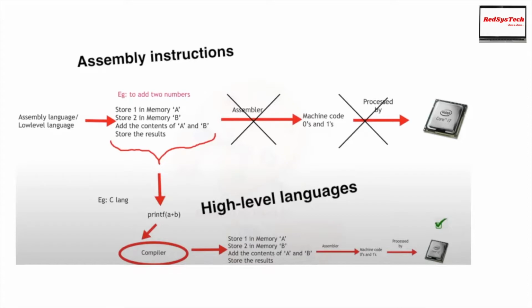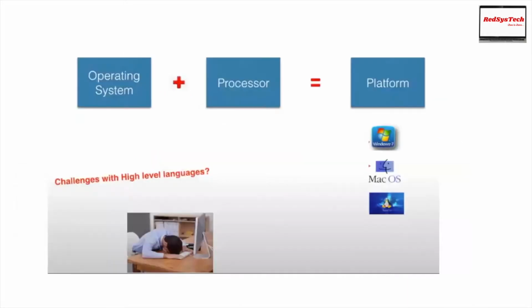So as a developer or programmer, we don't need to worry about how the assembler works. Whenever I say processor, I mean the platform you are using. Let's say you have an operating system and a processor. Whenever we buy a computer or laptop, you have an OS like Windows or Mac, and then a processor like an Intel processor, and the combination of these two is a platform.